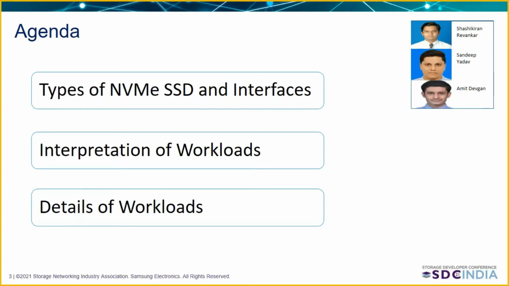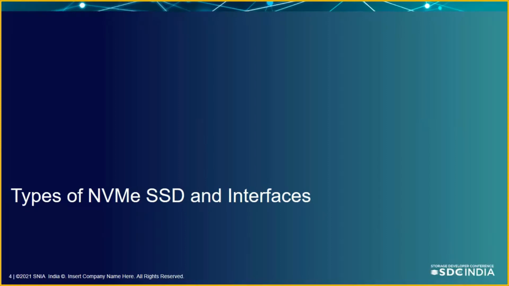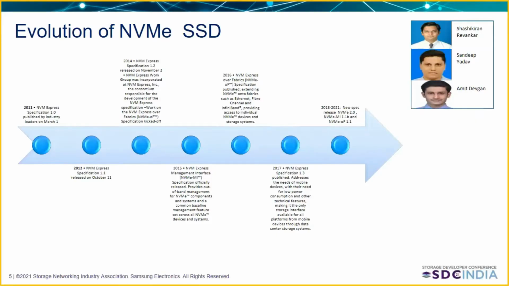Moving on. So here we are going to show you the different type of SSDs and the interfaces. Moving on. So as we can see, this is a very popular diagram of the NVMe Evolution. In this, we just want to cover the recent development, that is in 2021, the new spec for NVMe is released, that is NVMe 2.0. The NVMe management interface spec is at 1.1b version, and for NVMe over Fabric, it is still with 1.1.